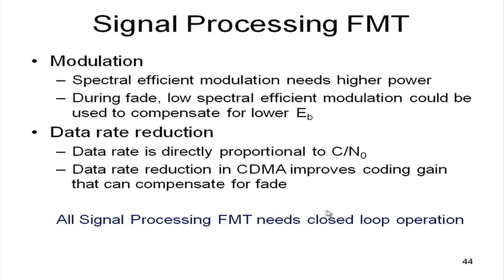Now if the hub changes the modulation, coding or the data rate, suddenly the remote terminals, they do not know. So the remote terminal should know when to change, and also what quality is reducing at the remote terminal, that has to be monitored first, and then change has to occur. So therefore there has to be closed loop operation between the hub and remote terminal, or remote terminal to remote terminal, for all signal processing FMT.